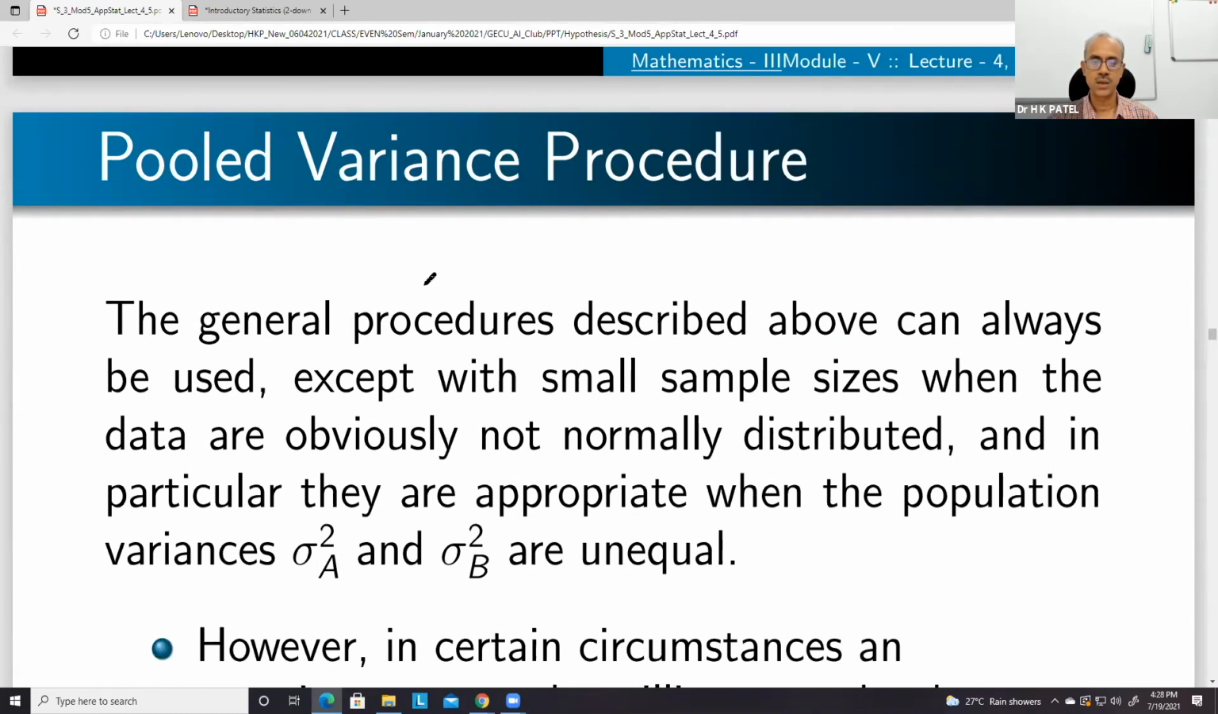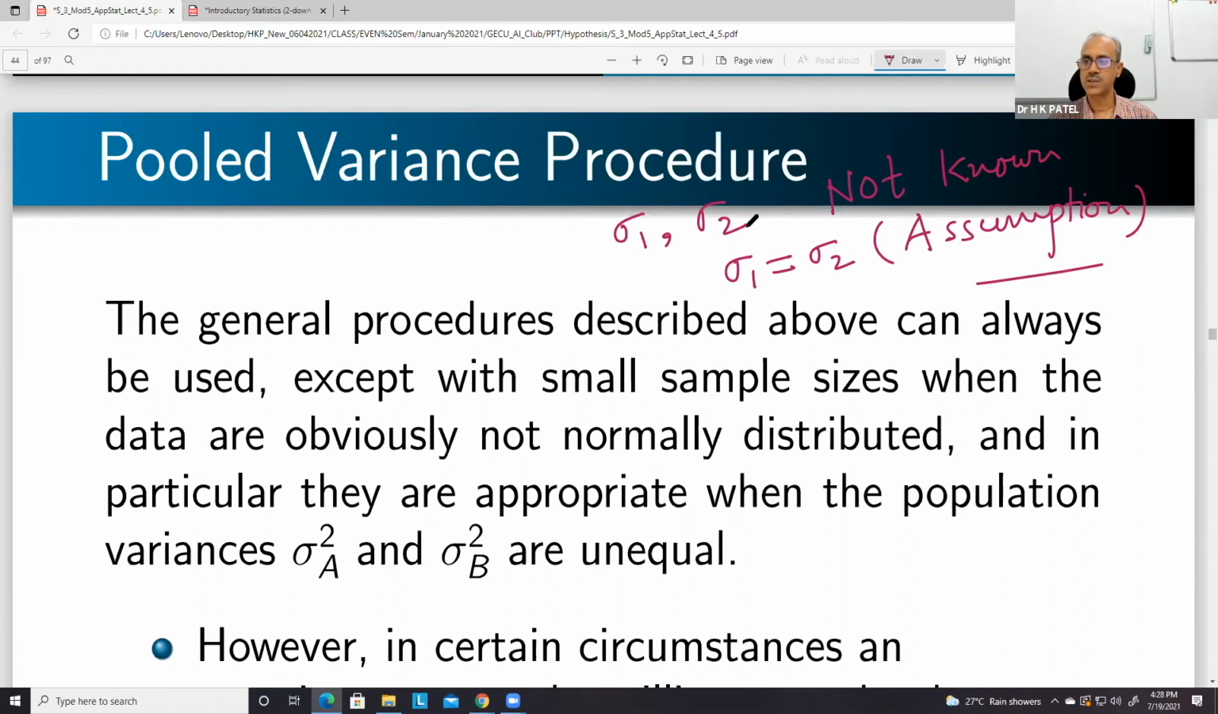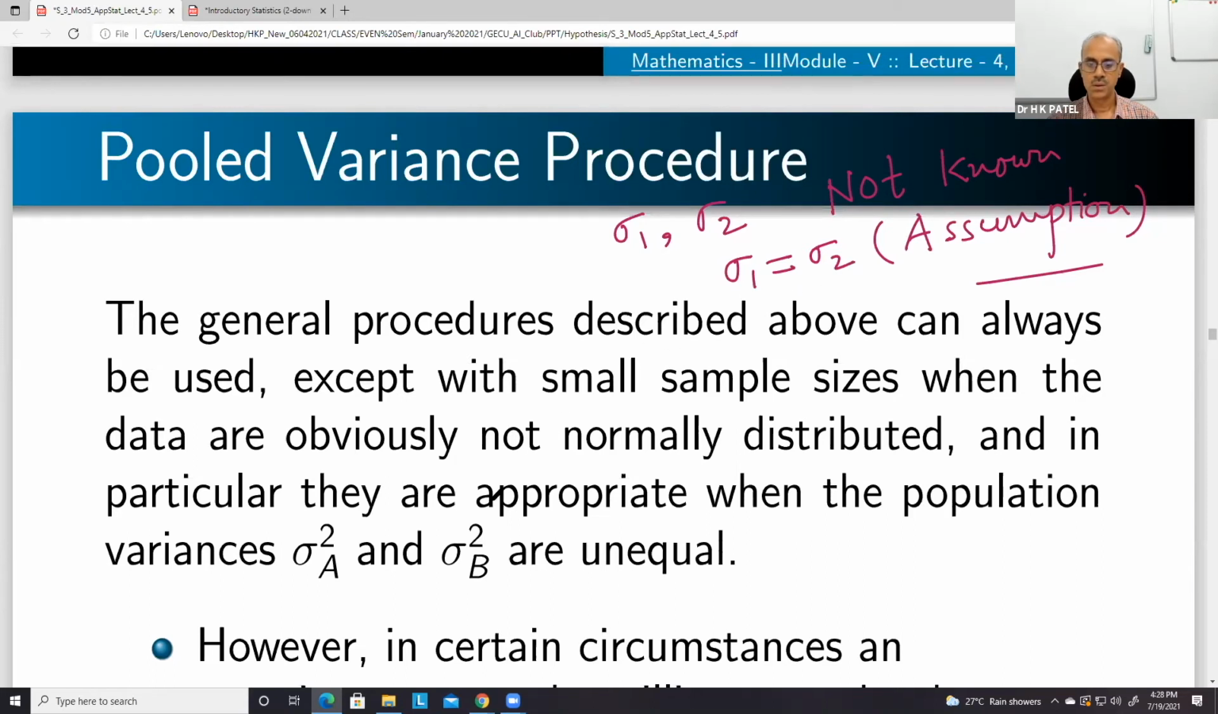Now the next method is the pooled variance procedure. So in this case, we have sigma 1 and sigma 2 not known, and sigma 1 is equal to sigma 2. This is our assumption. Okay. So sigma 1, sigma 2 not known. Sigma 1 is equal to sigma 2. Notations are different, sigma A, sigma B here.